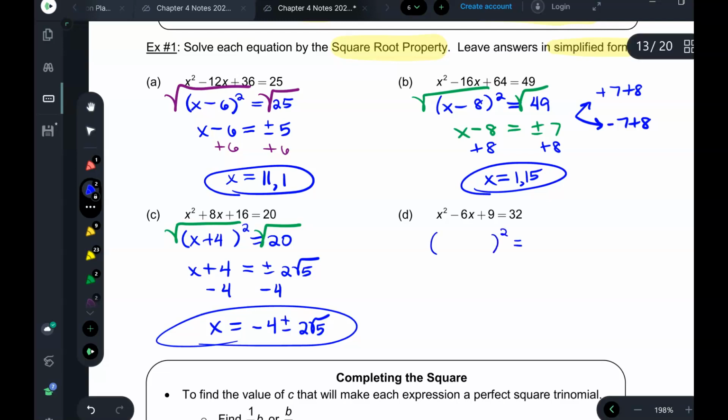All right. The next one is going to be x minus 3 squared. 16 times 2. So then it's 4 square root 2.